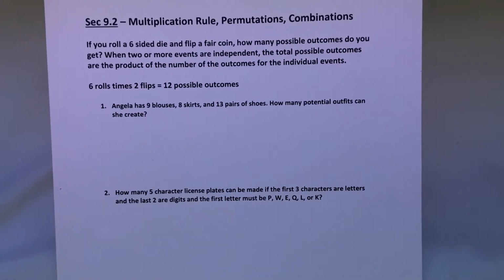You have six outcomes for rolling the die, 2 outcomes for flipping a coin. So 6 times 2, 12 outcomes in the combination of the 2 events. So let's see how this applies to more problems.